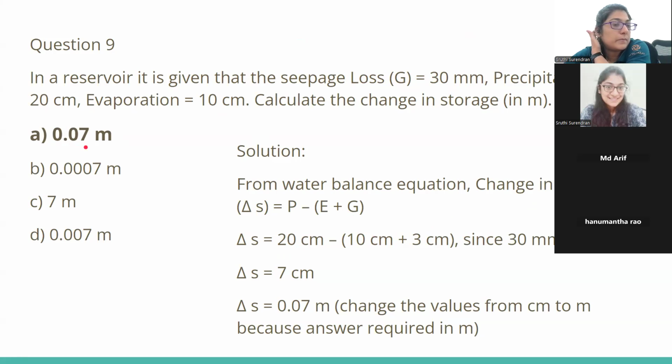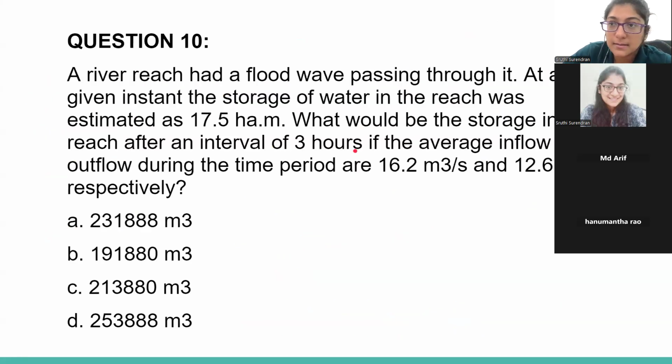Simple arithmetical problem, you can do it just by knowing what is inflow, what is outflow, and the water budget equation. Now, this is the last and final question for this week's session. This is a numerical, again, based on the water budget equation. Although the rate is given, you have to convert the quantities into volume before finding the answer. You can do this and post it in the chat box.